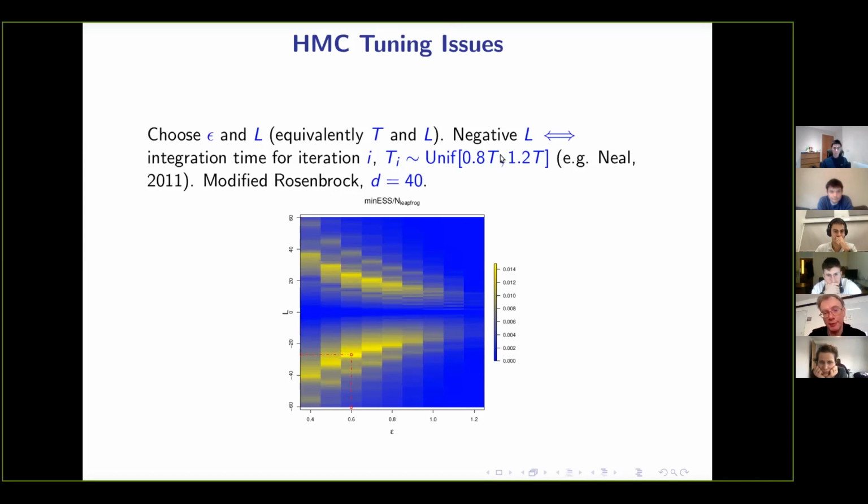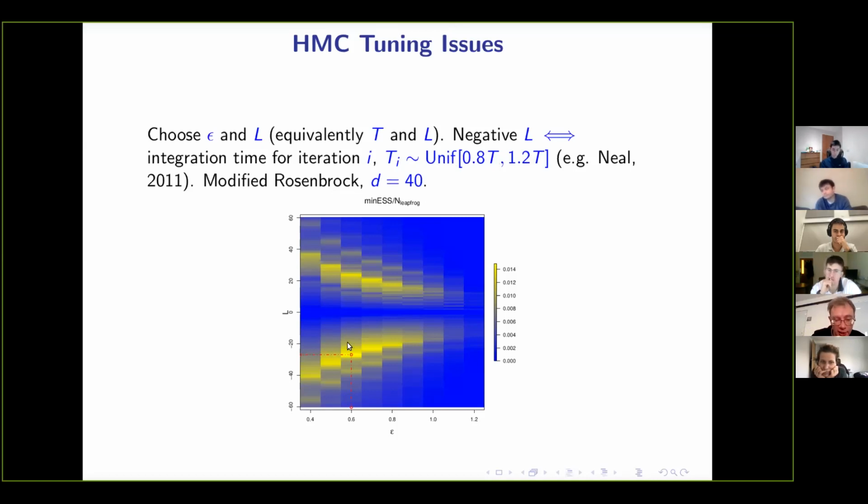It's in Radford Neal's HMC chapter of the Handbook of MCMC. Every iteration, you've got a T, which might be 5 seconds. Every iteration, you jitter that and you actually sample something uniform that's about T, but could be a little bit below or a little bit above. And that's the integration time you use for that particular iteration. We are calling that blurred HMC.